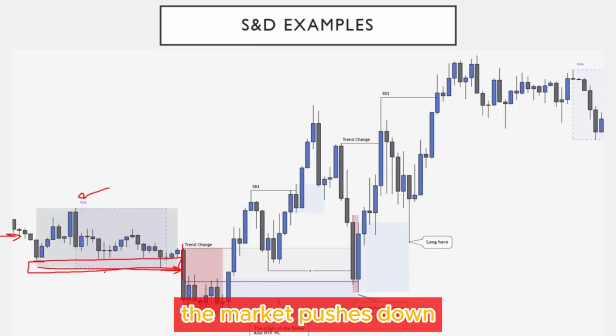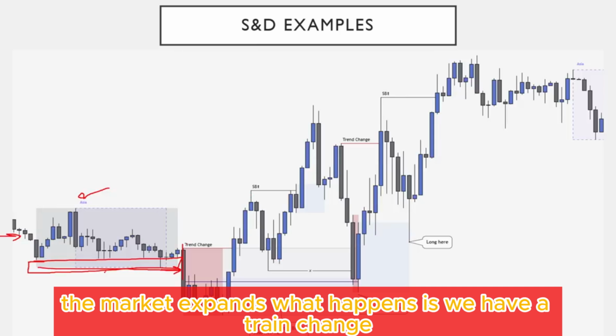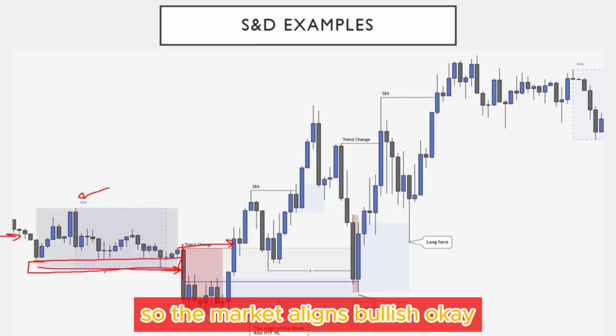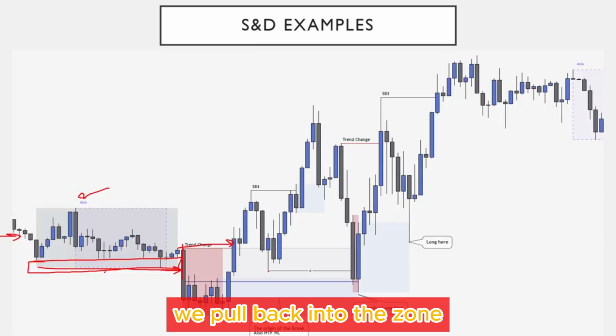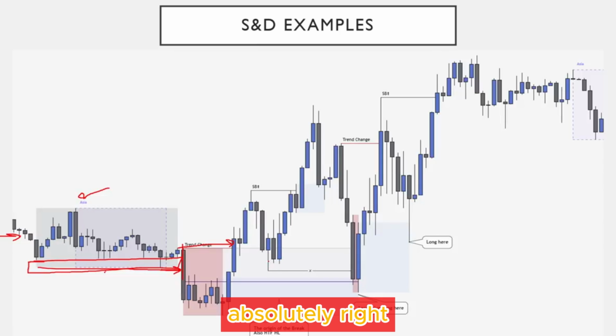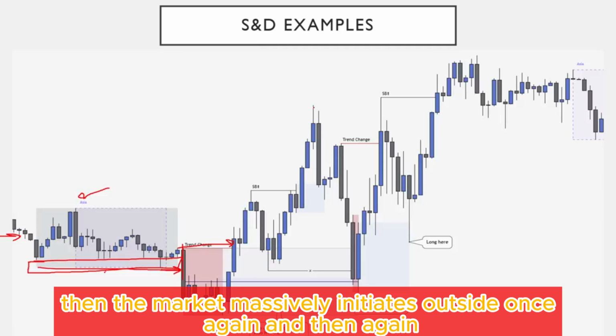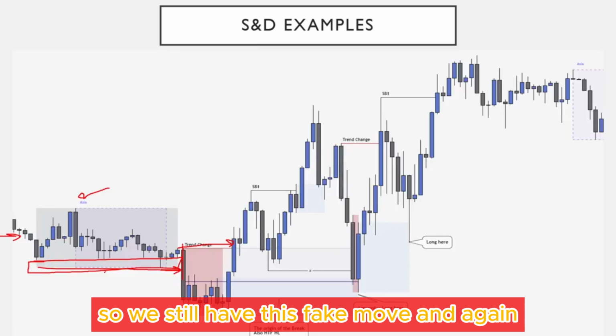The market pushes down, we get a little bit of an accumulation, then you can see, boom, the market expands. What happens is we have a trend change. So the market aligns bullish. Okay? Then we pull back into the zone. And you can definitely be looking to take a trade right there. Absolutely. Right, then the market massively initiates outside once again. And then again, as I keep saying, the market is not perfect. So we still have this fake move.